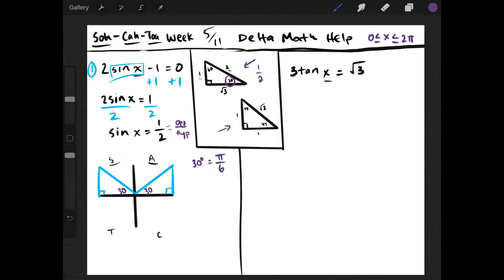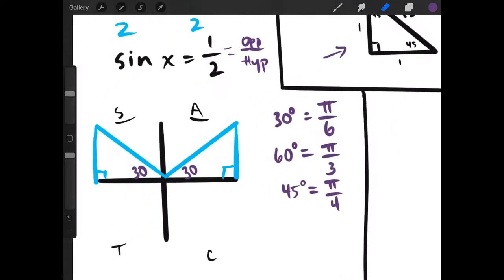Just so you guys have something to help you, 60 degrees is pi over 3, and 45 degrees is pi over 4. So you have those if you have trouble with some of the other questions. But we know we're at 30 degrees, which means that instead of writing 30 here, let's replace this with pi over 6, because we are working in radians. That's what we want our answers in.